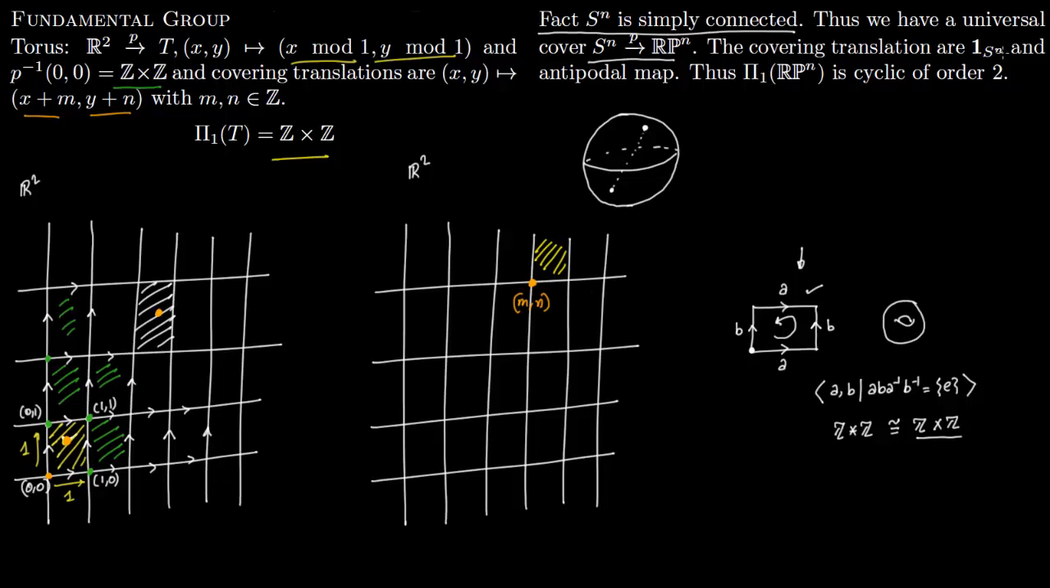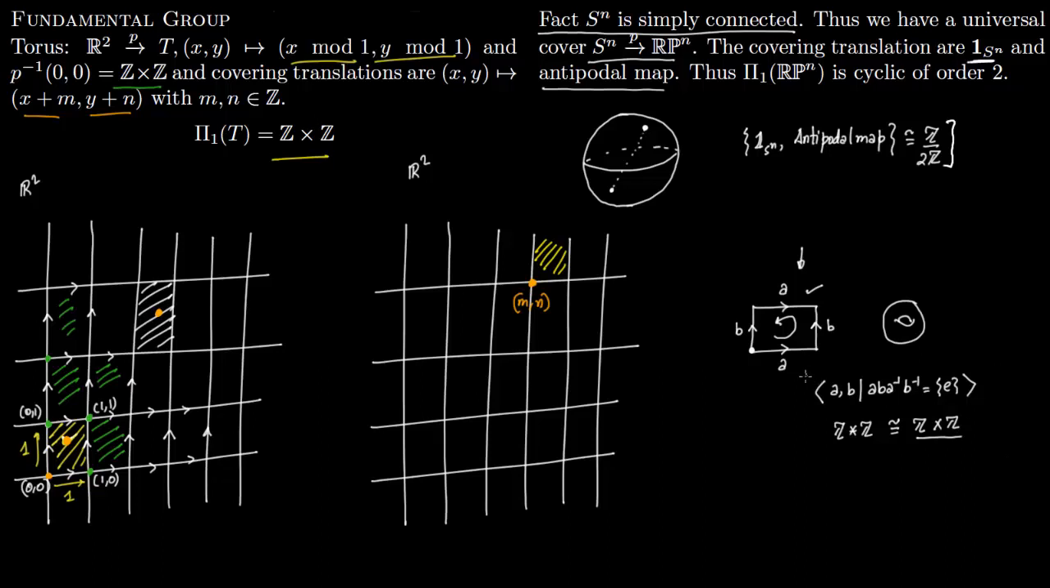So for the covering translation, there can only be two maps, the identity map and the antipodal map, because you have to preserve the projection map. Just like here you could only move by integers, lattice points, here you can only do two maps, which are the identity map and the antipodal map. And this is cyclic of order 2, because if you take the antipodal map and apply antipodal to it again, you get identity. So this is equal to Z/2Z. So the fundamental group of RPN is Z/2Z, and the fundamental group of the torus is Z times Z.